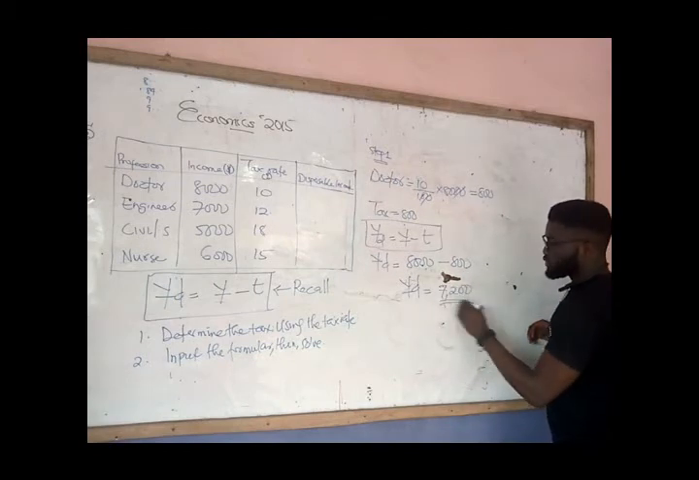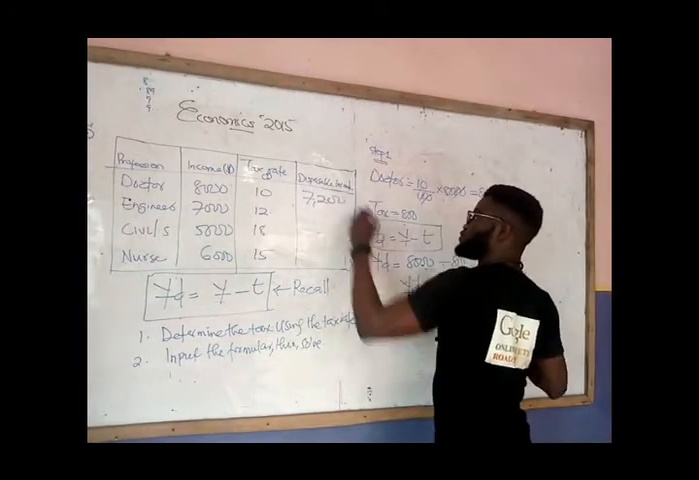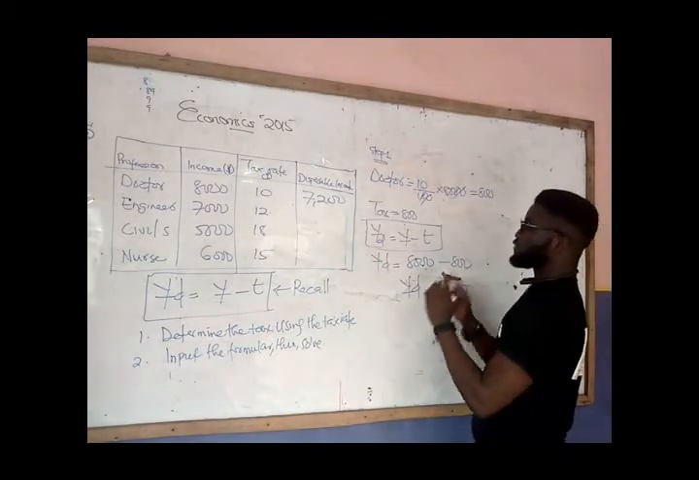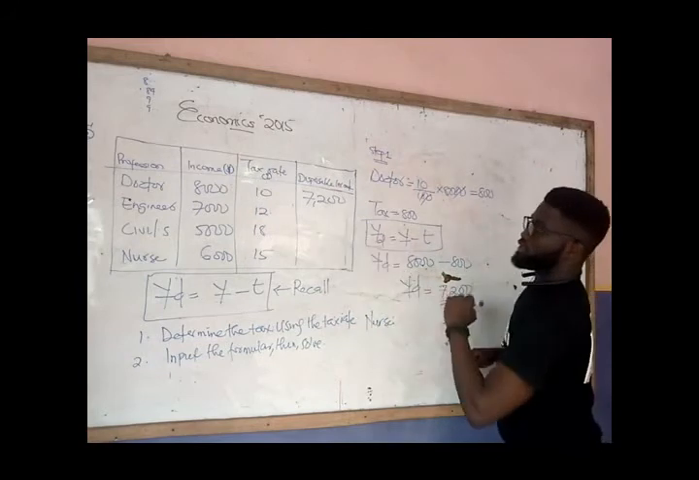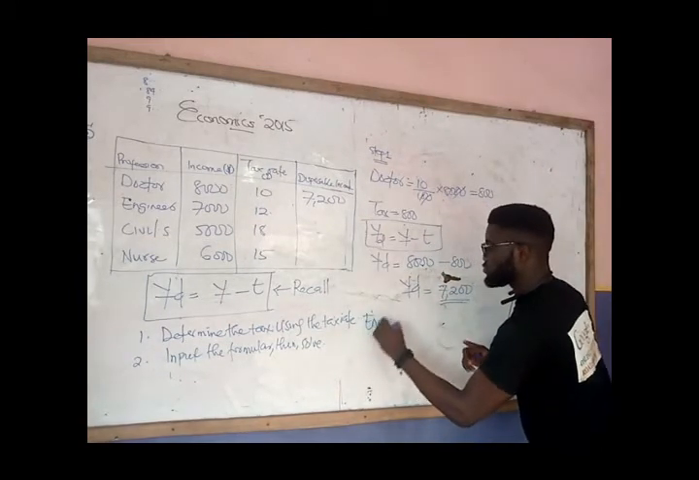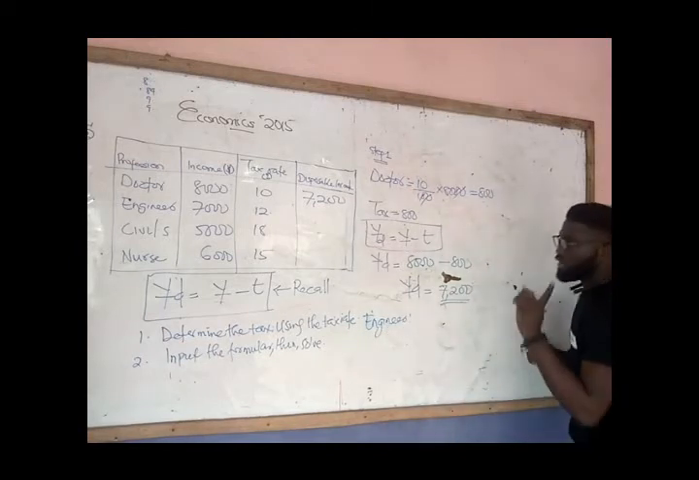7,200. So the first disposable income for the doctor is what? 7,200. Get that down. So the next one, you do the same thing for the nurse. So the nurse is what? For the engineer, don't forget, I'm doing two, then you will do the remaining two. So for the engineer, it is what?